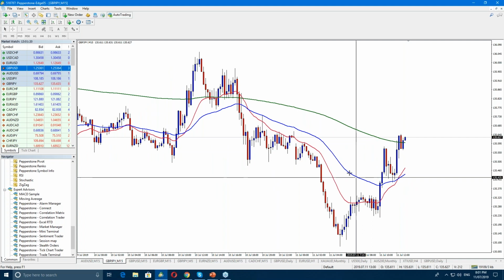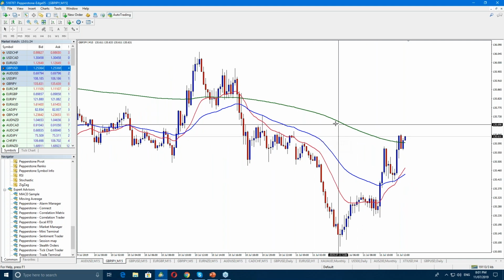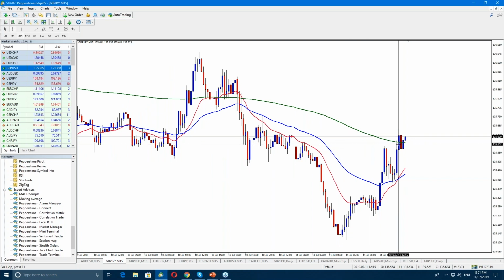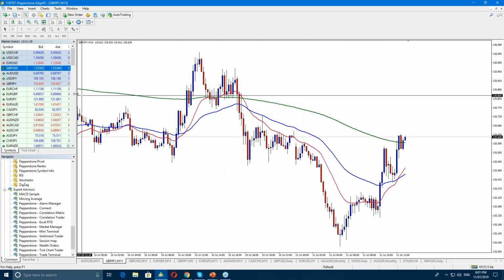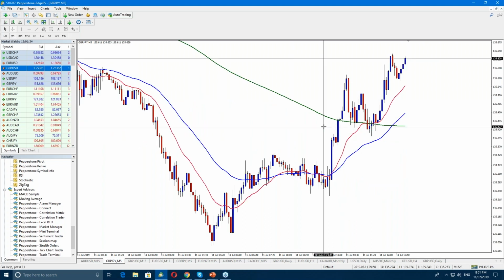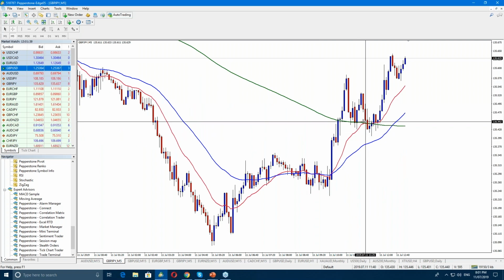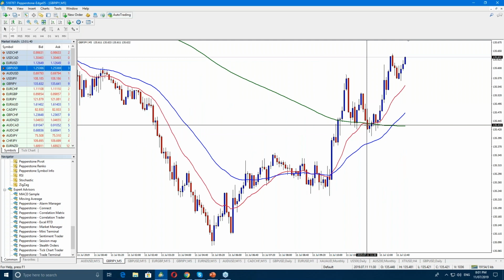We've got our red one, which is the 20, our blue one, which is the 50, and our green one, which is the 200. And one thing I want to mention, and Tyron and I talk about this all the time, another thing that you can bring into your strategies is when you start to see a breakout and then a retest where multiple moving averages, as in these ones, are sitting next to each other, because that is generally a very strong level of support or resistance.